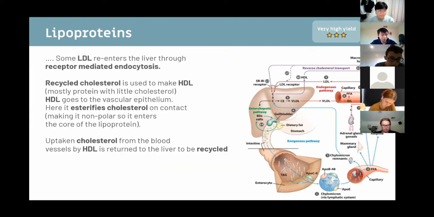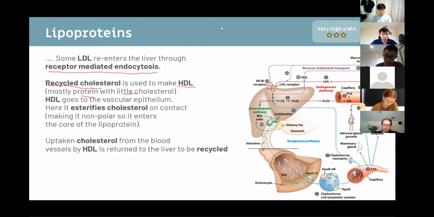Some LDL does re-enter the liver through receptor-mediated endocytosis, and there are certain conditions when the receptors that allow LDL to come back are defective, and these people have a greater chance of having cholesterol buildup in their arteries and are more susceptible to cardiovascular disease. Not important, but just so you know, this is why they teach this to you. It's important: recycled cholesterol is used to make HDL in the liver. It has mostly protein with very little cholesterol. It goes to the periphery, picks up cholesterol, and takes it back.